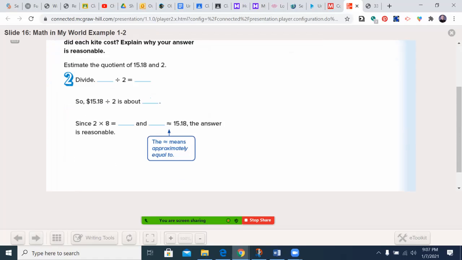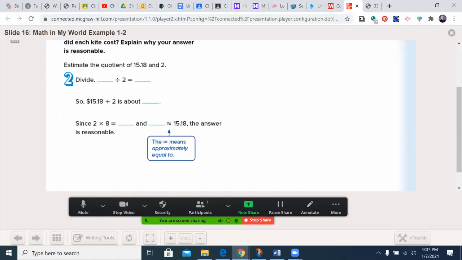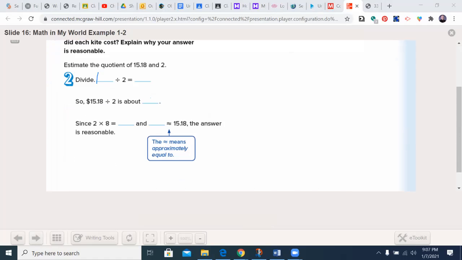Step 2, divide. And if you remember, we went with 16. 16 divided by 2 is 8. So $15.18 divided by 2 is about 8. Since 2 times 8 equals 16, and 16 is approximately 15.18, the answer is reasonable. So go ahead and write those numbers in.